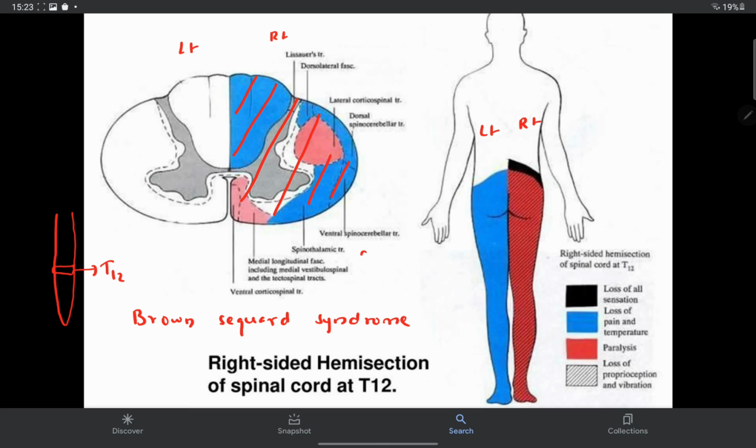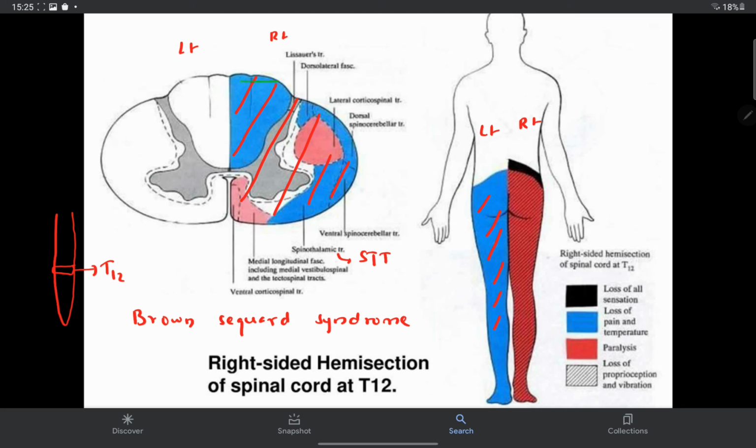First, what happens to the spinothalamic tract? When there is a lesion on the spinothalamic tract, either in the brainstem or at the level of the spinal cord, there will be contralateral loss of pain, temperature, crude touch, and pressure sensation below the level of the lesion. That is, the lesion is on the right side, so below the level of the lesion, that is here, it will be affected. It is because they cross at the spinal level.